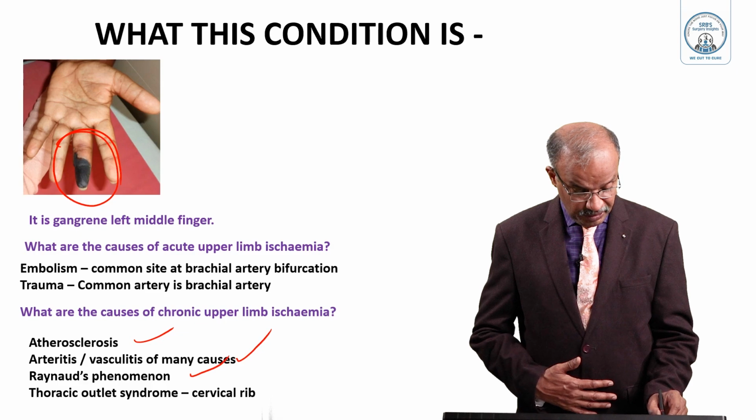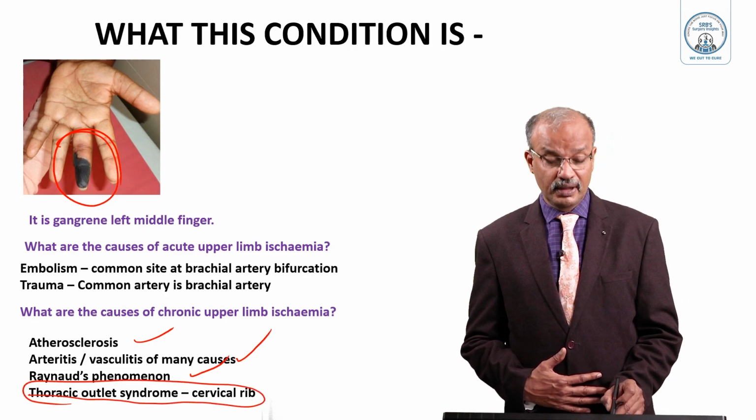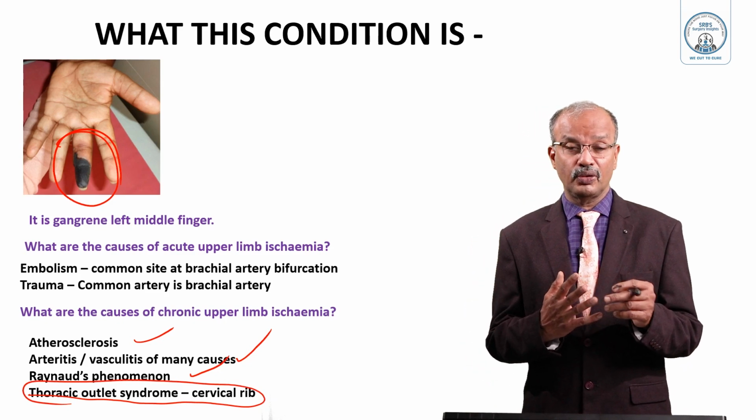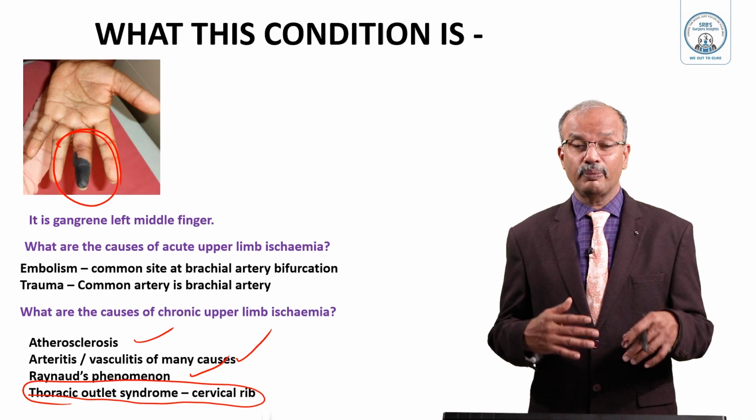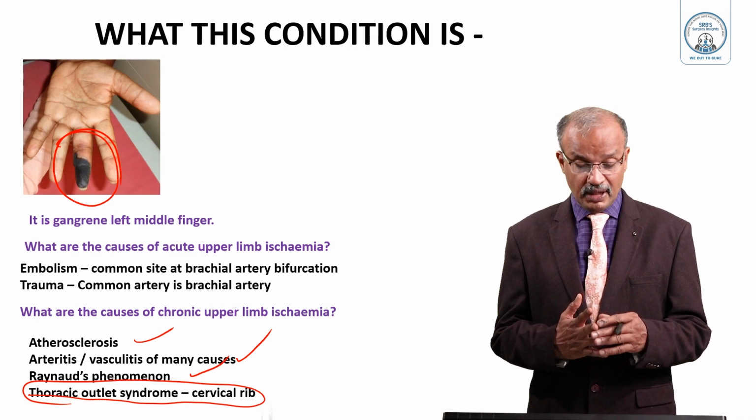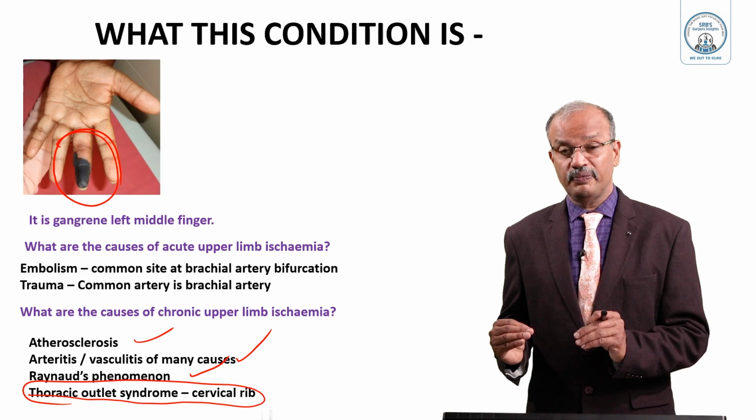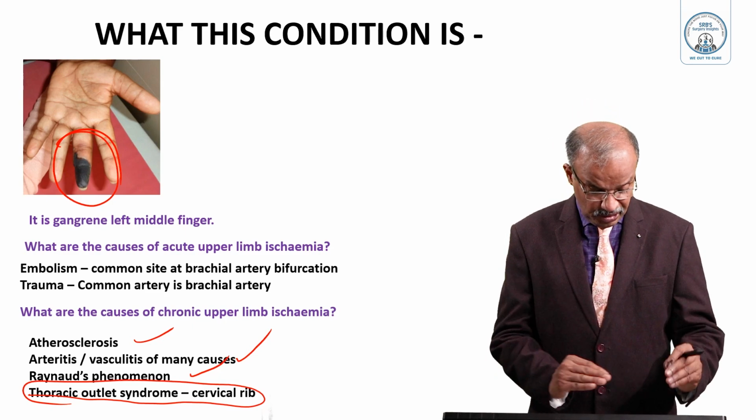Thoracic outlet syndrome can also cause upper limb ischemia, one of the common causes, and it is surgically correctable. Cervical rib is one of the causes of thoracic outlet syndrome. There are so many other causes. It's a main question for you. Please go through the book, go through my SRB manual of surgery. So this is acute and chronic. Acute: embolism and trauma, both at the brachial artery. Chronic: these are the different causes.